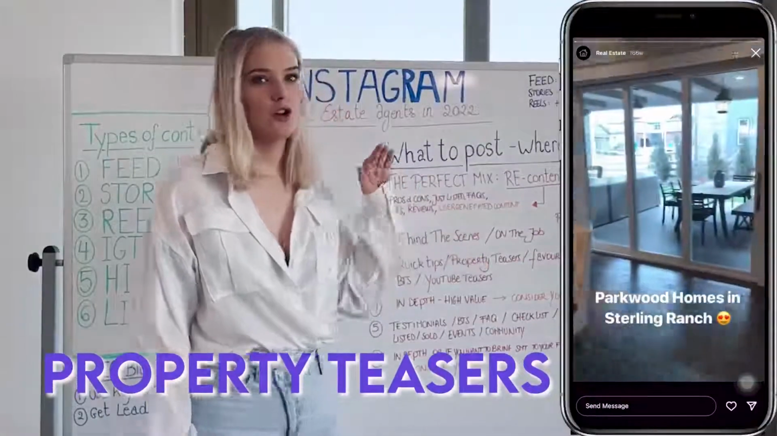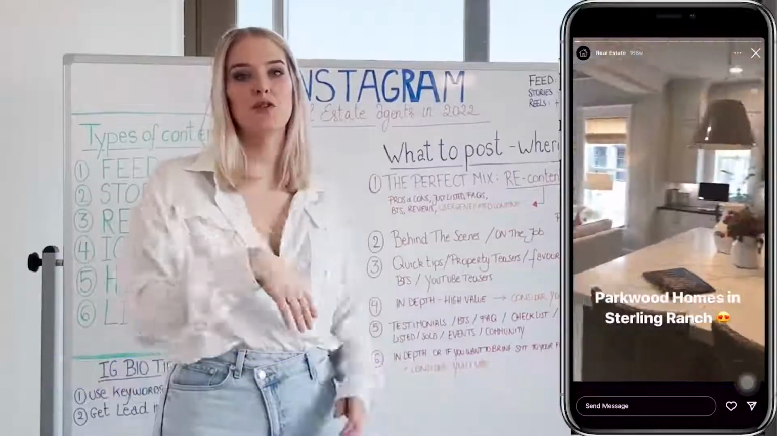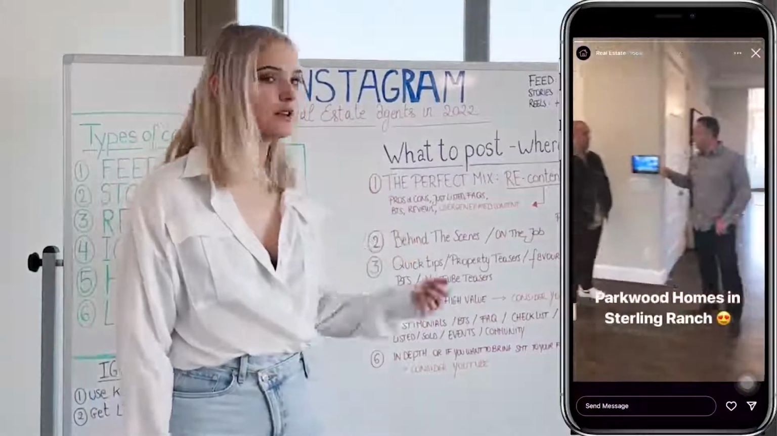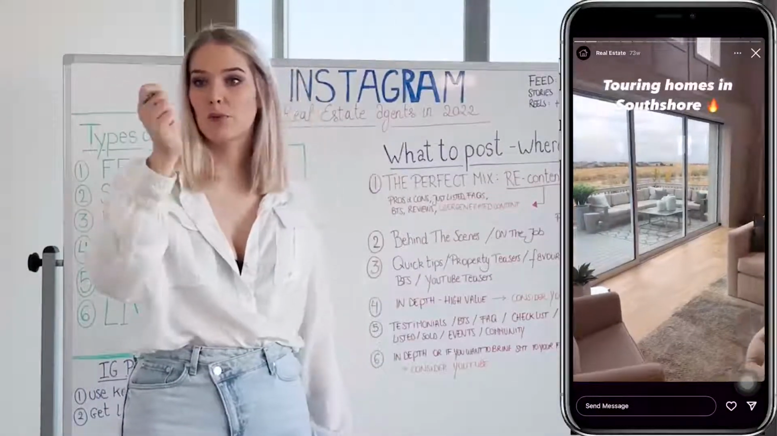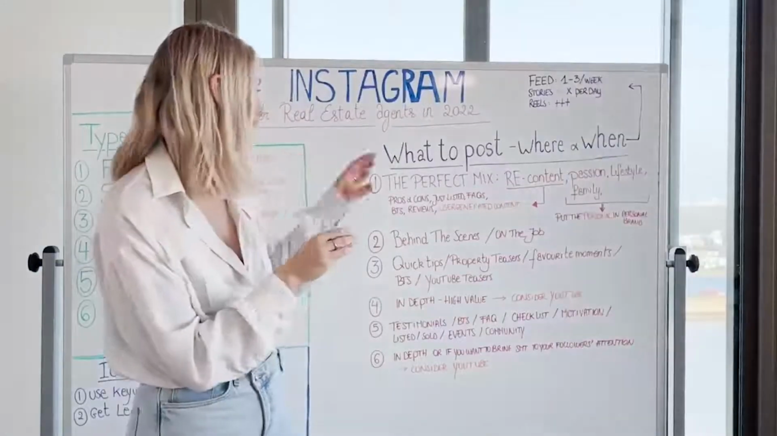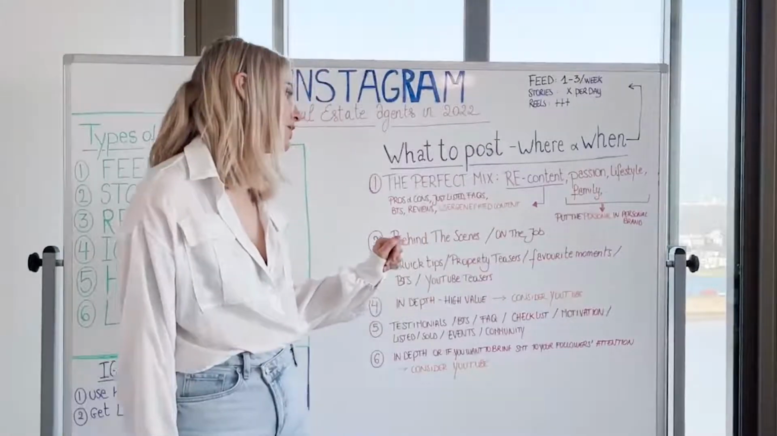Property teasers are great to replace the single images that you would normally post when you have a new property listed. So this is where simply, even with your phone, you walk through a property, shoot some footage, edit it together in 30 to 60 second clips, and then post that as a reel instead of a single image.